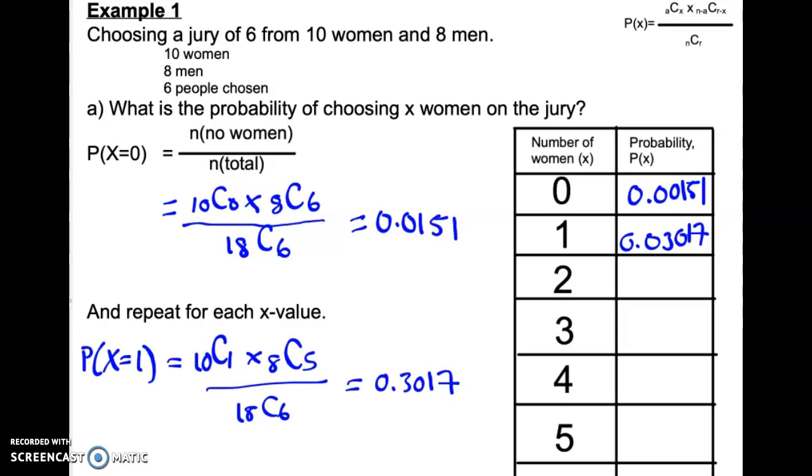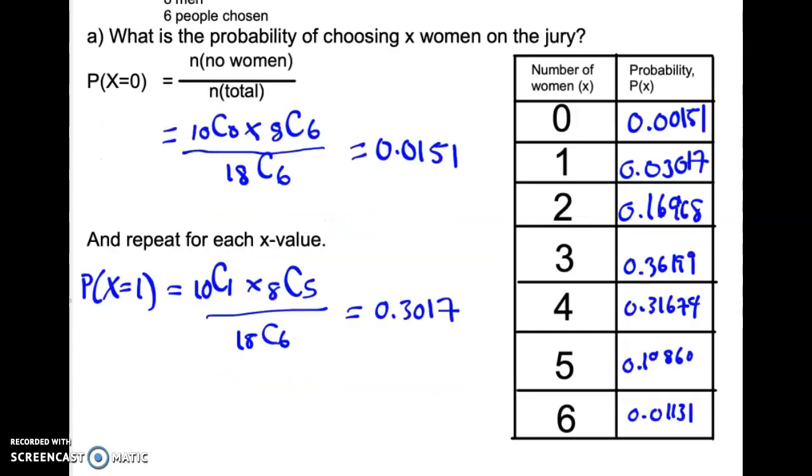Once again, pause the video, give the rest of them a try, and then when you unpause it, they will show up in the table for you. And there we have the full filled-in table that you can check your answers against. That would be the probability distribution of choosing X women on a 6-person jury.